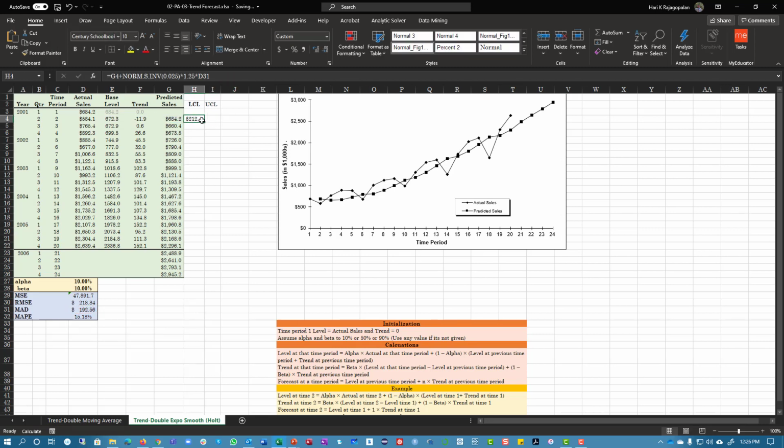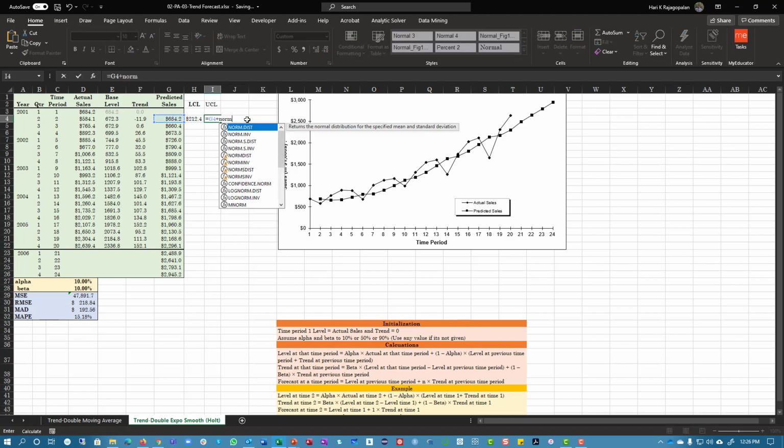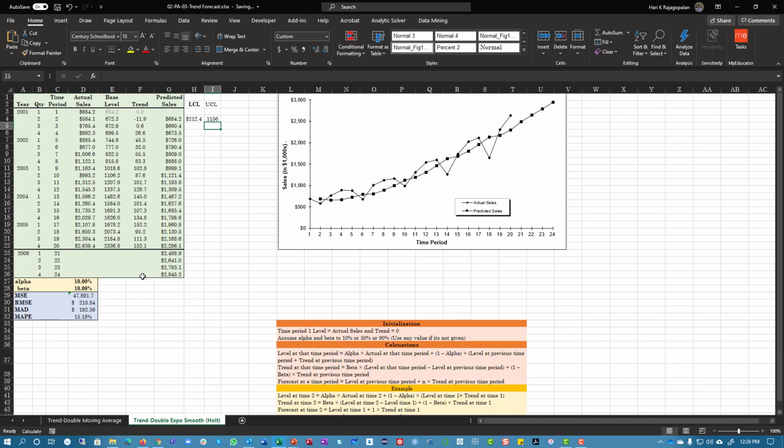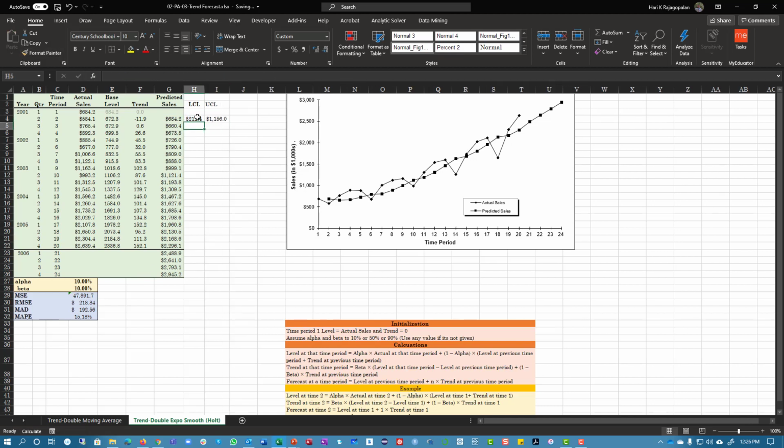Similarly, if you look at this, this is also going to be your forecast plus norm.s.inv. And now, because it's 95%, you're going to use 0.975 multiplied by 1.25 times your MAD, right? And your MAD should be F4, should not change. So let's go ahead and put that in, whereas you can copy the rest of it all the way down.